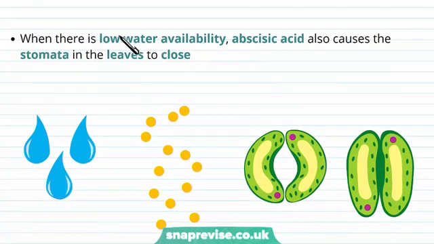As well as this, when there is low water availability, abscisic acid is another hormone and it causes the stomata in the leaves to close up.